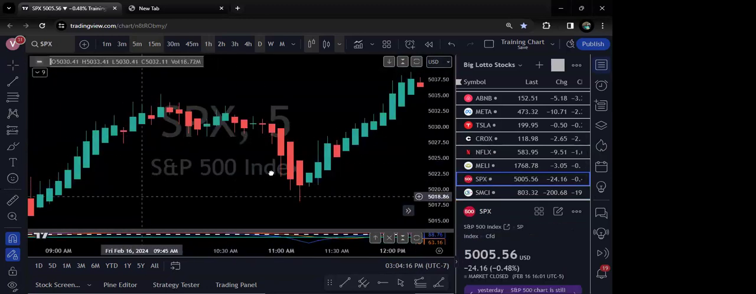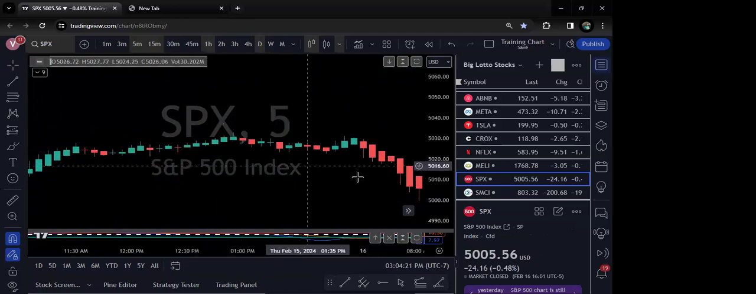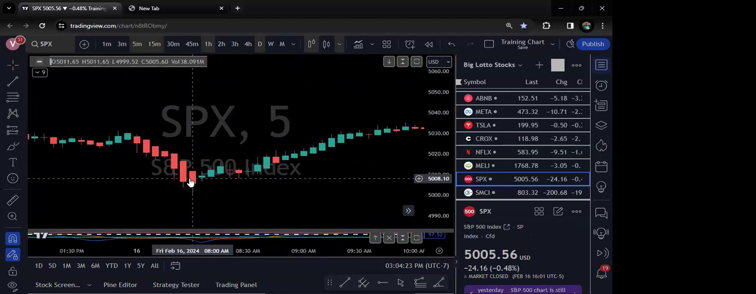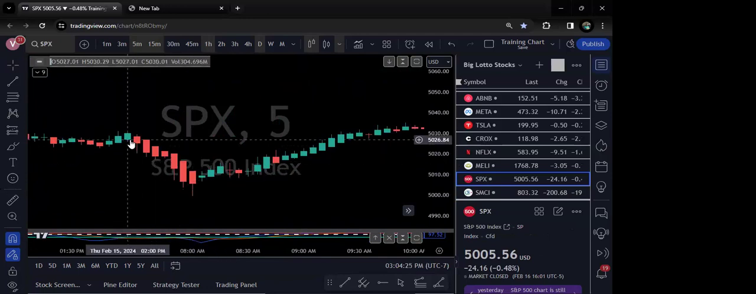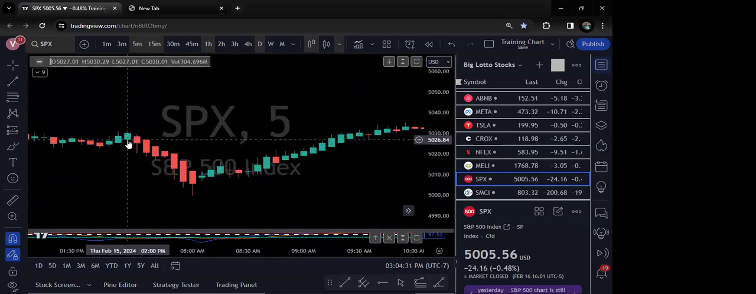Okay, so no guessing. Even SPX. So Friday here, when the market opened, we had this candle, then we had this.